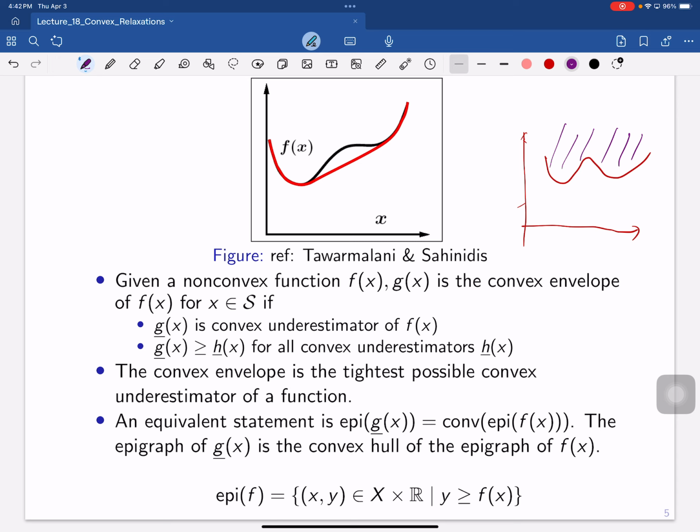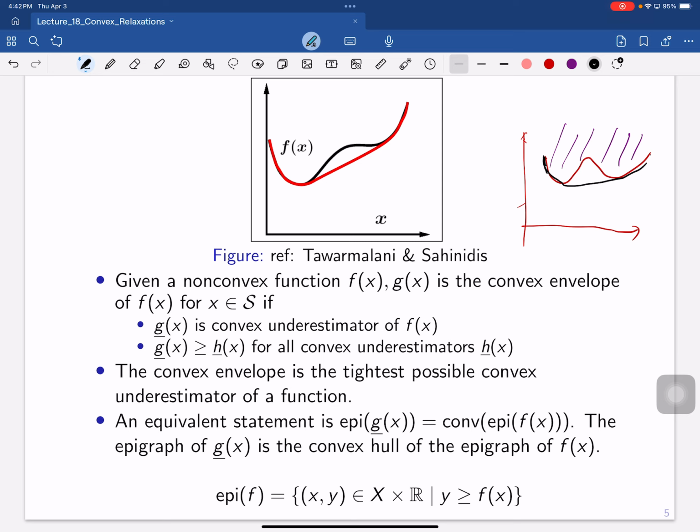Okay. Now what it says is, if you take the convex hull of the epigraph, right? So what is the convex hull of this epigraph? Remember the convex hull of a set is essentially the smallest convex set you can find such that this set is contained in that convex set. So there are some equivalents related to convex underestimator and convex hull of the epigraph. The convex hull of the epigraph is the smallest convex set you can find that contains the epigraph.